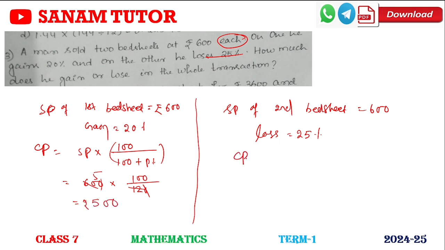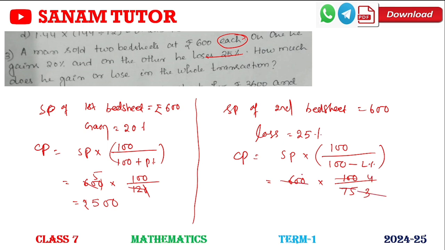But for the second one, CP equal to, the formula is the same, CP is SP into 100 divided by 100 but minus, because loss is given. So now SP is 600 into 100 divided by 100 minus 25, that is 75. Now 25 4 ja 25, 3 ja 3, 2 ja, that is 200. So 200 into 4, that is 800.